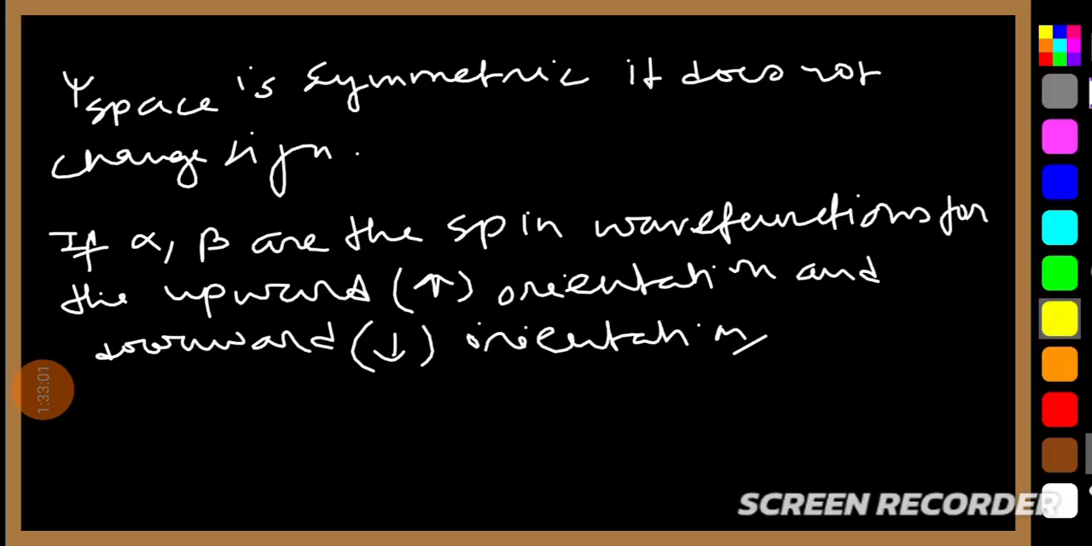psi space is symmetric, it does not change sign. সাইন যেহেতু তুমি ইন্টারচেঞ্জ করেও দেখবে সাইন কিন্তু চেঞ্জ হচ্ছে না, প্লাসটা প্লাসে থেকে যাচ্ছে, তার মানে কি? psi space is symmetric. এবার alpha beta and the spin wave function for this upward direction, that is alpha, and downward direction, that should be taken as beta. Suppose দুটো spin, you have to consider these two spins, that is upward direction, alpha, downward direction, beta.